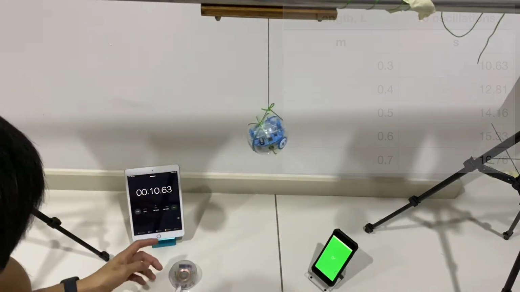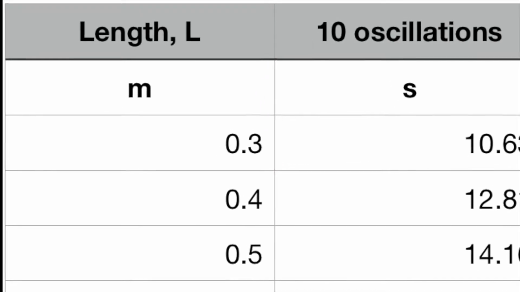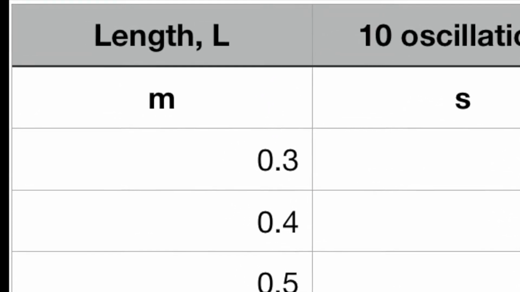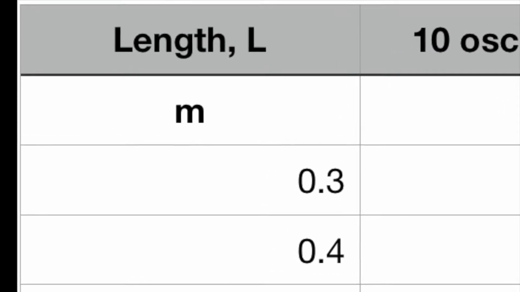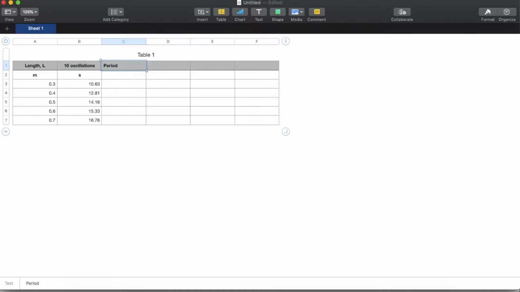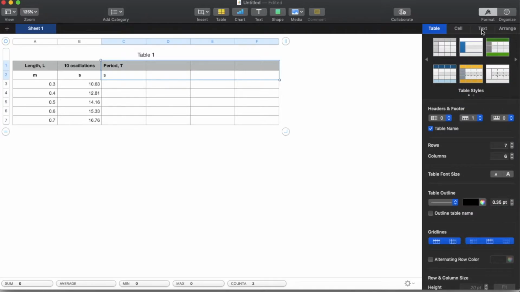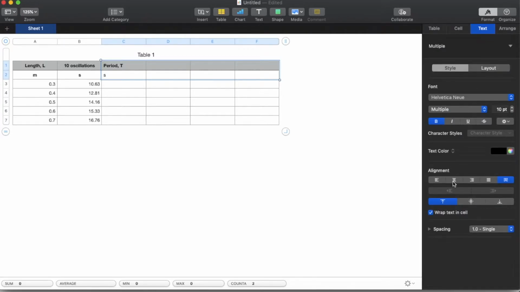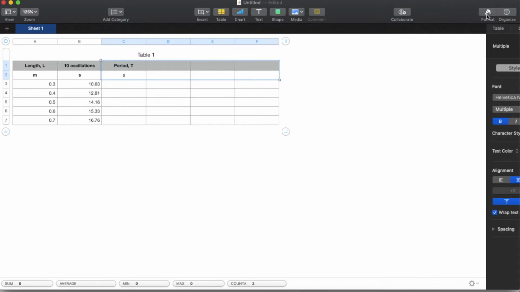Right? So here, once you have collected all 5 sets of data, please be sure that your length has been converted into meter instead of centimeter, right? Then you need to work on the next column. I would say it's a period, and T is the time required to make one oscillation. So the unit is also second. Right, select all of this cell, go to format. I want to centralize it, go to text, and then move here, alignment, centralize, right, close it.